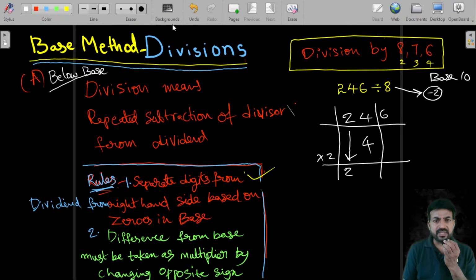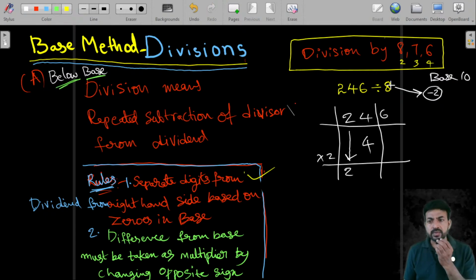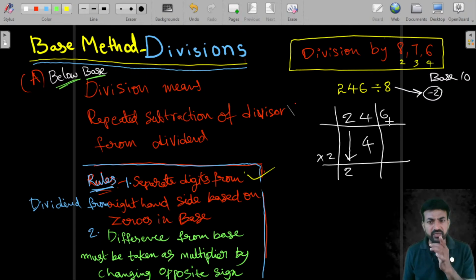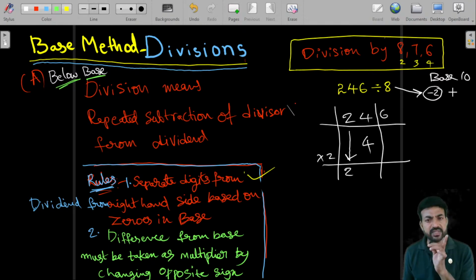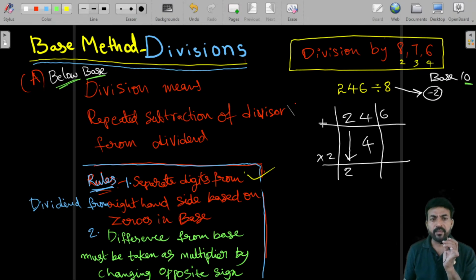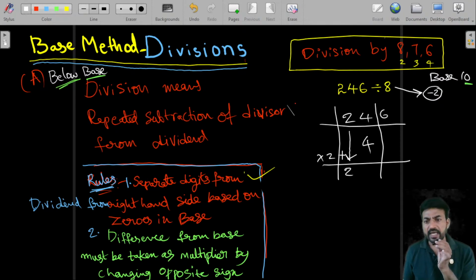Remember, division by 9, 8, 7, 6, all these are division by below base. So we are dividing by 8. First you have to do 246 divided by 8. In 246 we have to separate the last one digit, because the base has 10. Base has 10 means we have to separate one digit. Okay, bring down 2 as it is, so multiply 2 by 4.